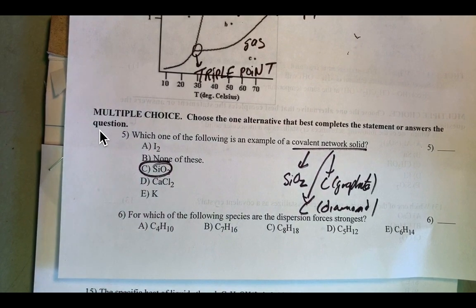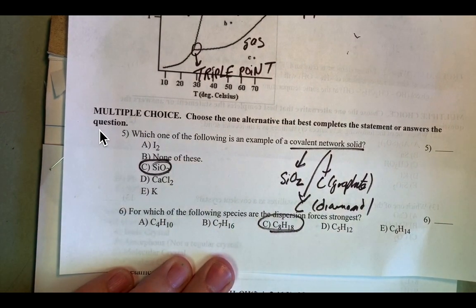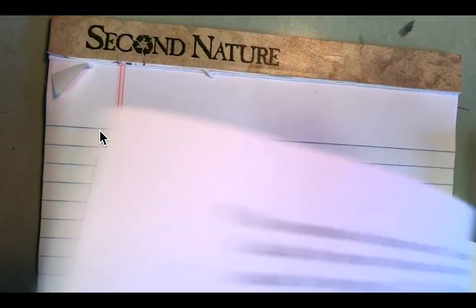All right, the next one here, it says, which of the following species is dispersion the strongest? Anytime we're talking about dispersion, bigger is better. So the biggest molecule here will have the most dispersion. This one right here in the middle, C, has 8 carbons. It's the most number of carbons, most number of hydrogens of all of these molecules. And so C there will have the most dispersion.